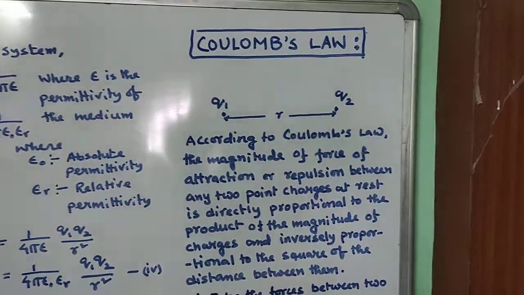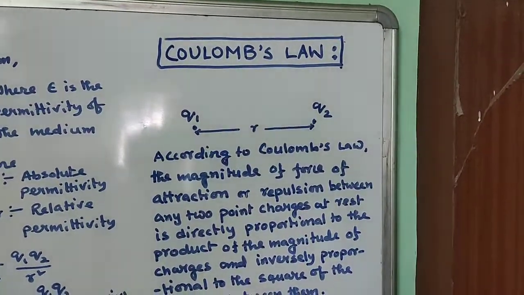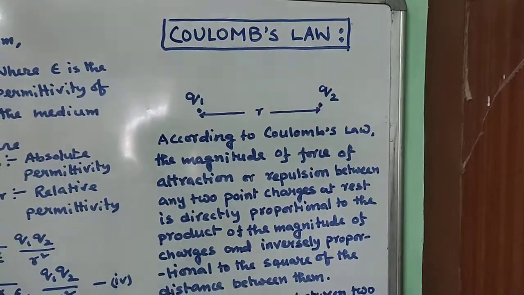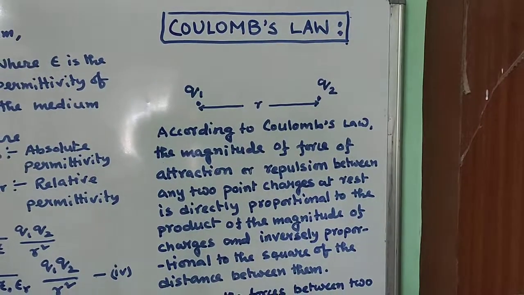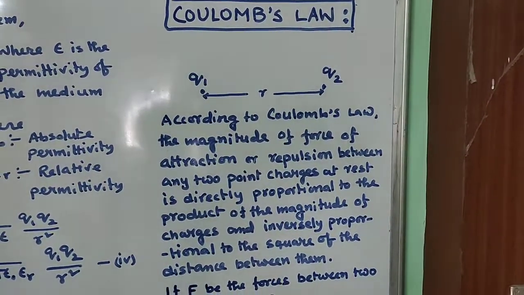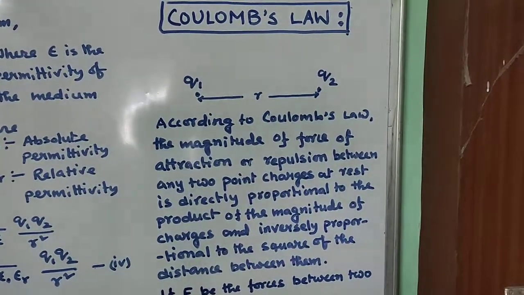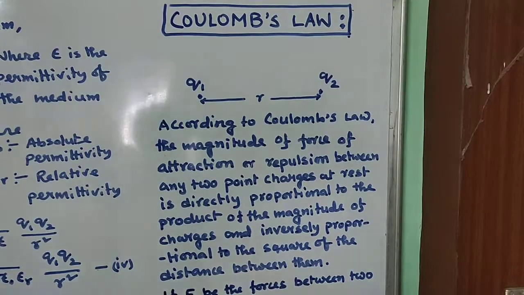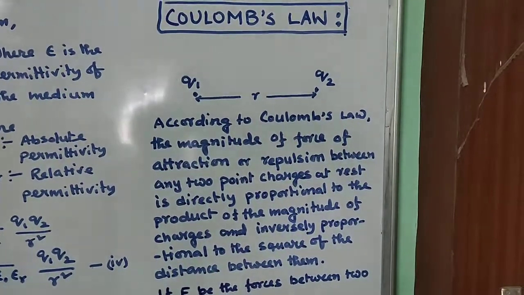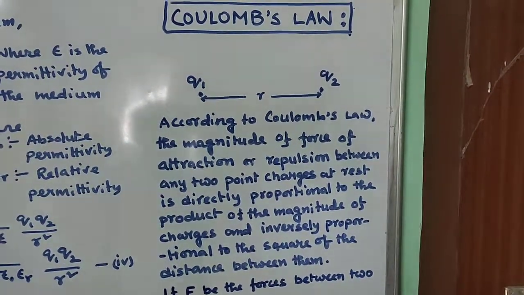As per Coulomb's law, the magnitude of force of attraction or repulsion between any 2 point charges at rest is directly proportional to the product of the magnitude of charges and inversely proportional to the square of the distance between them. It means if the product is high, the force is high. If the product is less, the force is less, the product between two charges Q1 and Q2. And if the separation is high, the force is less, and if the separation is less, the force is high.